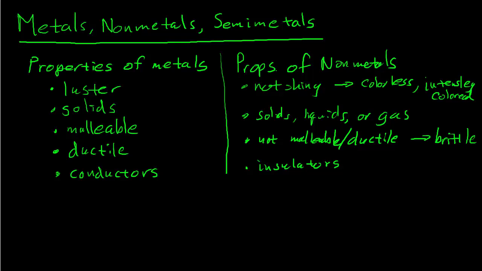So semimetals then have properties that are in between. If you look at a semimetal like silicon, you would say that it looks a little bit shiny, so it has a little bit of lustrous property. It's kind of brittle though. When you hit it with a hammer, it tends to powder and splinter. It doesn't conduct heat very well, but it does conduct electricity a little bit under the right circumstances. So semimetals make good semiconductors, which is what the whole electronics industry is built upon.